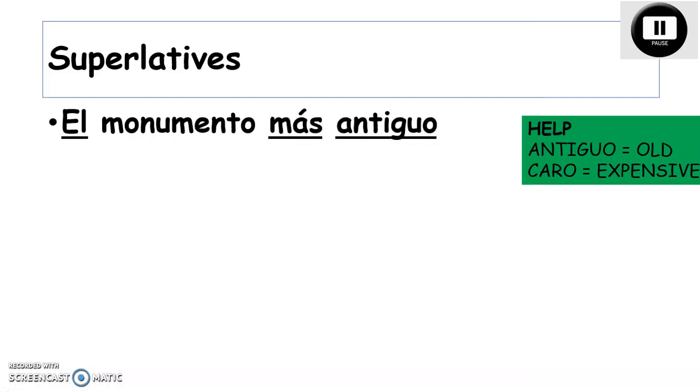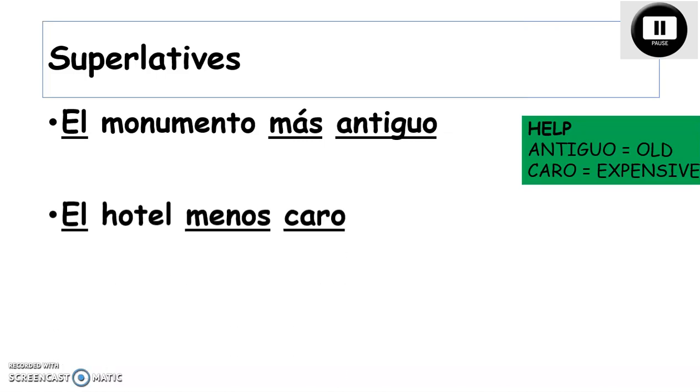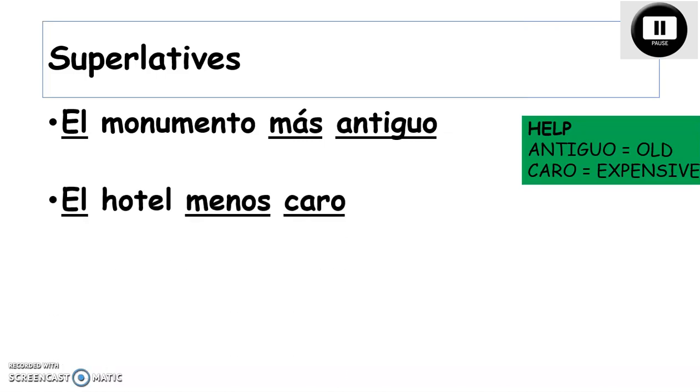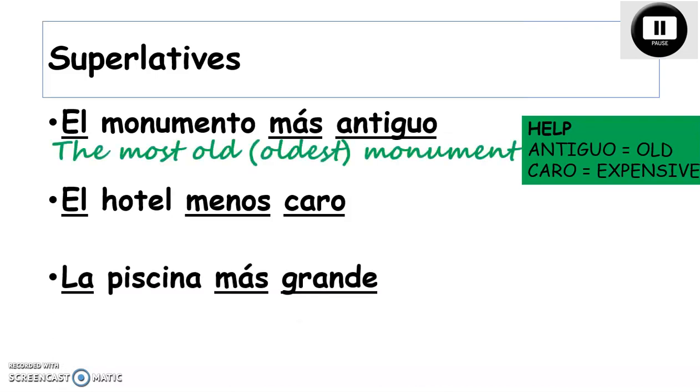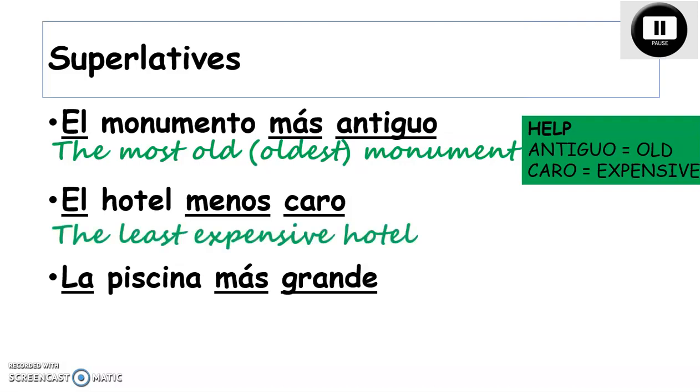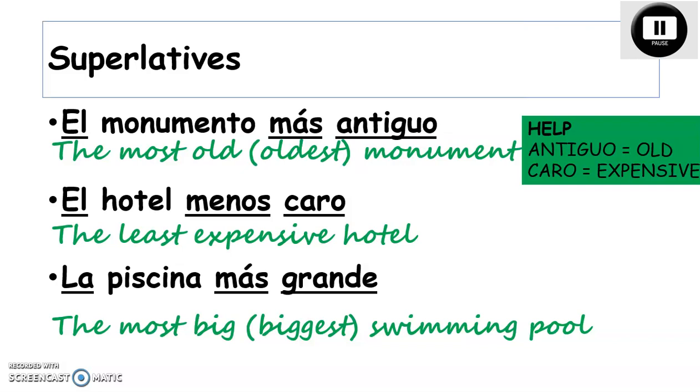Okay, for example, el monumento más antiguo would be what? Let's see if we can translate these. The most old or the oldest monument, el hotel menos caro, la piscina más grande. The least expensive hotel, la piscina más grande would be the most or the biggest swimming pool.